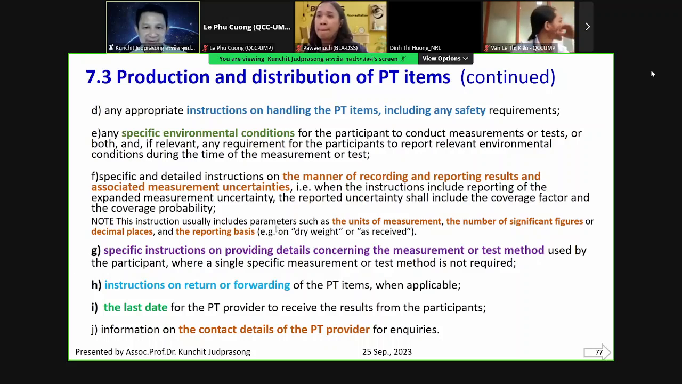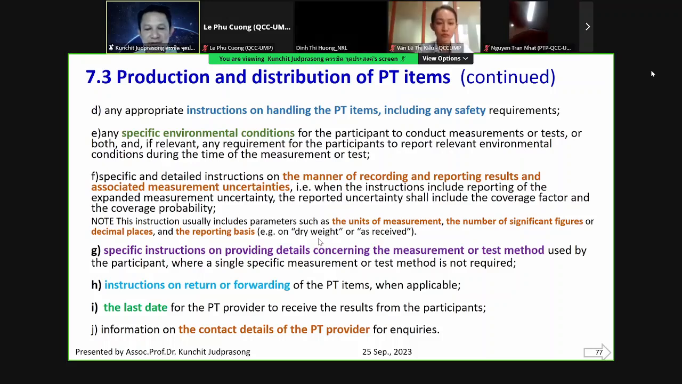Okay, this is the mention of unit of measurement, number of significant figures, decimal places or report basis. This is like on dry weight or as received. So this is common, in some PT programs they intend to report as dry weight. So dry weight means you need to analyze the moisture content and calculate using the equation for reporting.